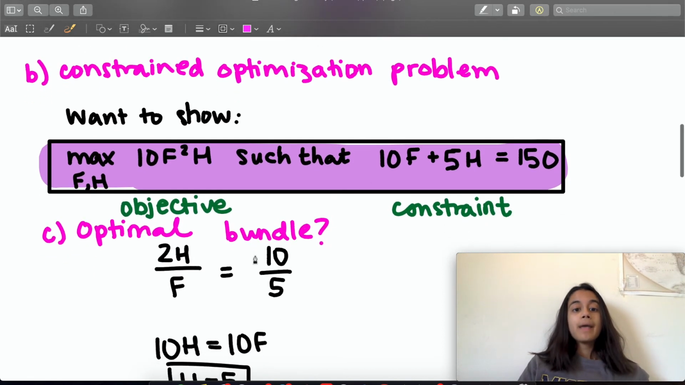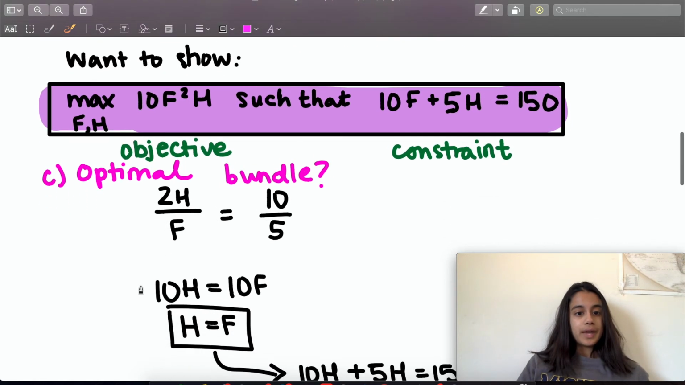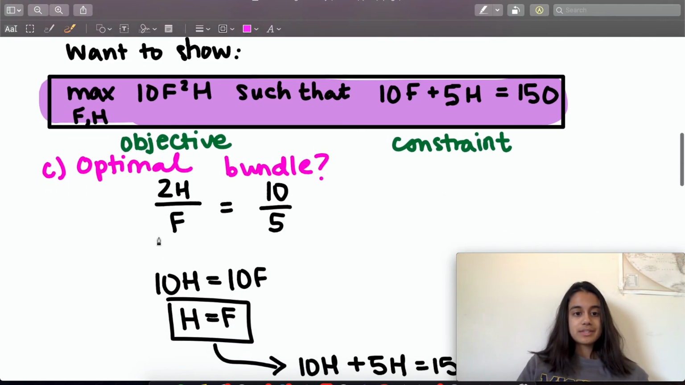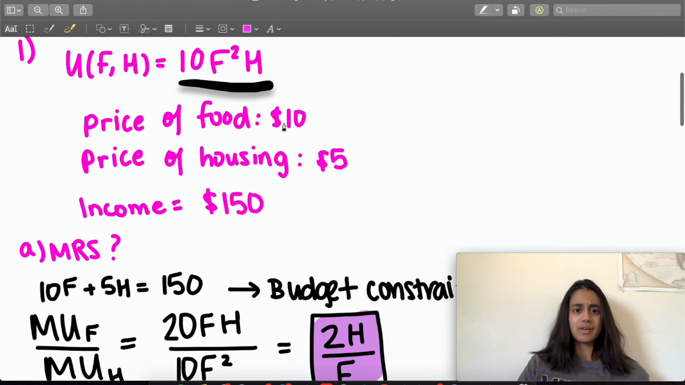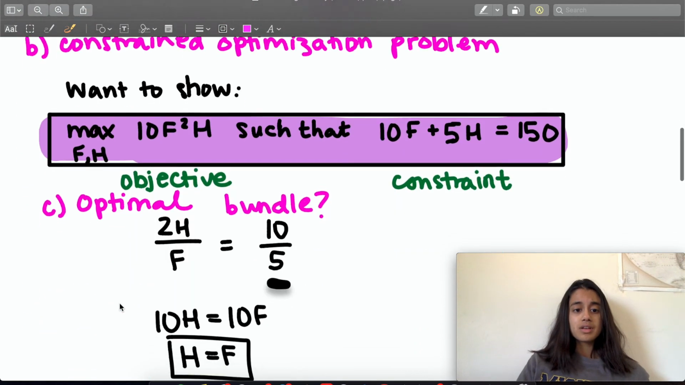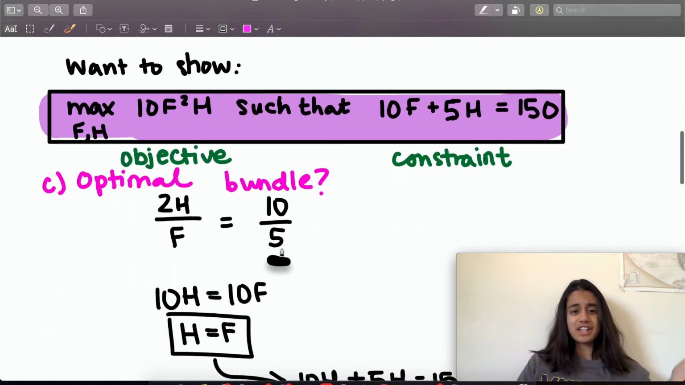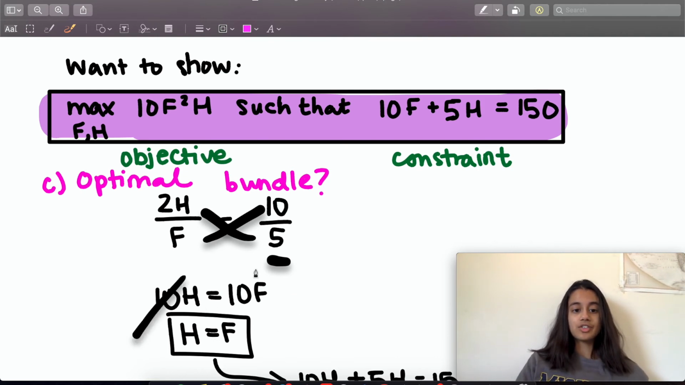Finally, we have our optimal bundle. Again, we take our MRS and this is my price ratio. Where did I get the 10 and 5 from? Just the coefficients in front of our budget constraint. Now what I do is cross multiply: 2h times 5, and f times 10. We get 10h and 10f. Cancel those 10s out, and we end up getting h is equal to f.